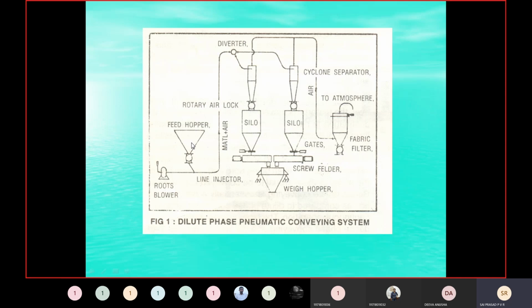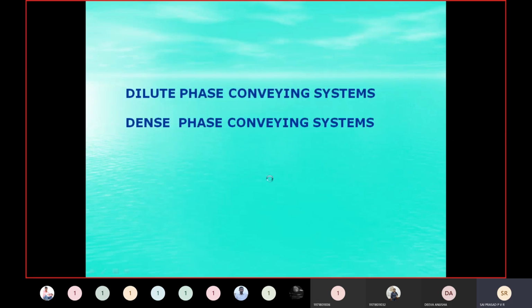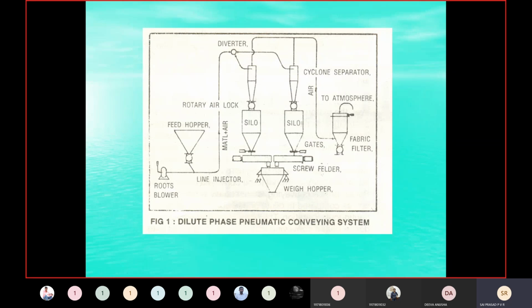So this is the feed hopper, this is the silo. This may be at a faraway place, and this may be in our production block. In the silo, the solids will be stored, and in a controlled manner they fall onto the conveyor belt, and this conveyor belt will be charging the materials to the weighing hopper, from where the processing of these solids will take place.